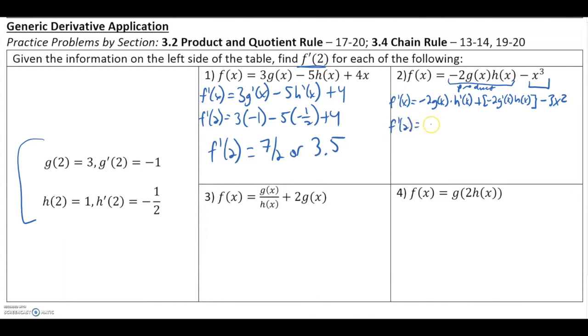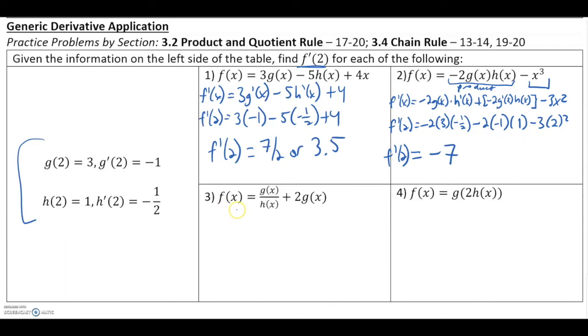Substituting in 2, we'd have -2 times g of 2, which is 3, times h prime of 2, which is -1/2. I'm just going to combine the plus and minus to make this a minus 2 times g prime of 2, which is -1. H of 2 is 1. And minus 3 times 2 squared. Again, that all simplified would give us an f prime of 2 equal to -7.